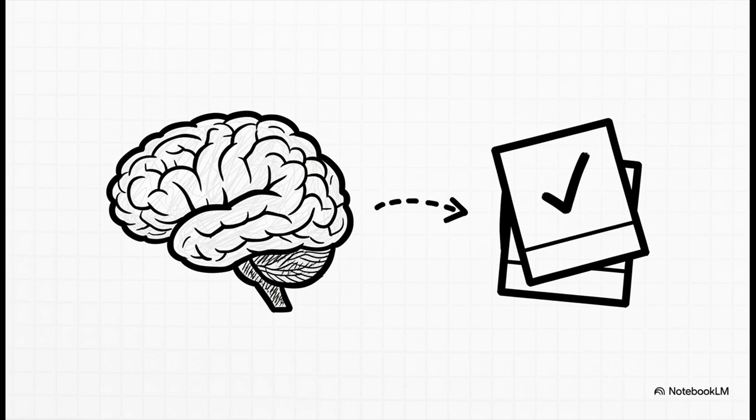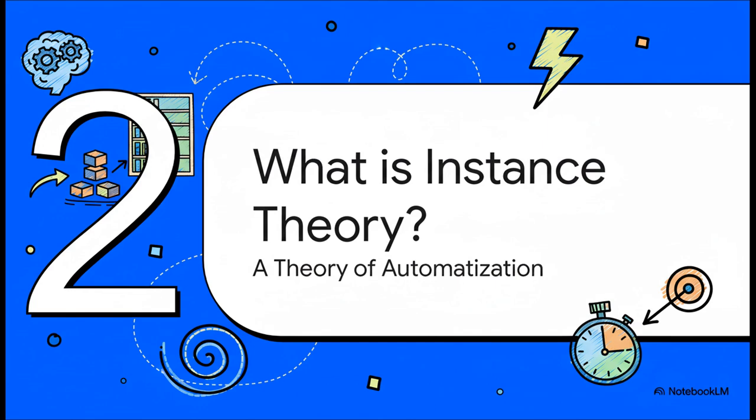And here's the thing, the answer isn't just practice makes perfect. It's actually a lot cooler than that. The real secret? It's all about how our brain stores every single attempt we make. Okay, so let's put a proper name to this whole process. What exactly is instance theory?